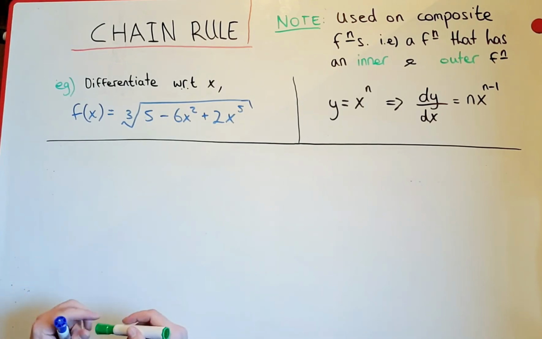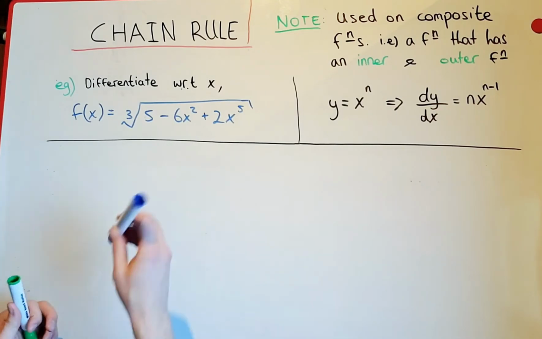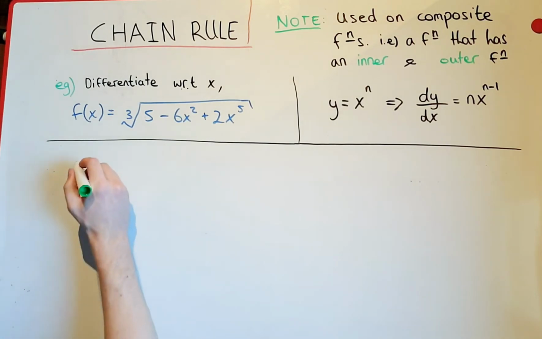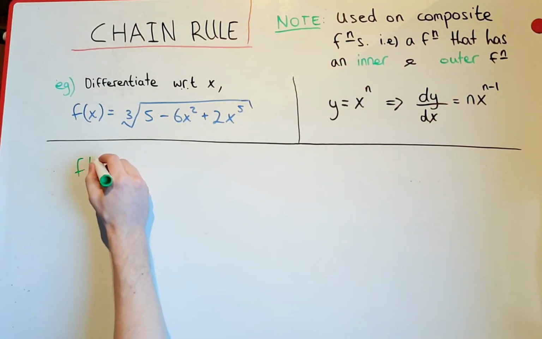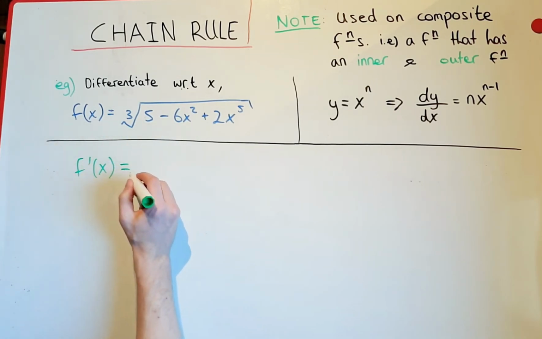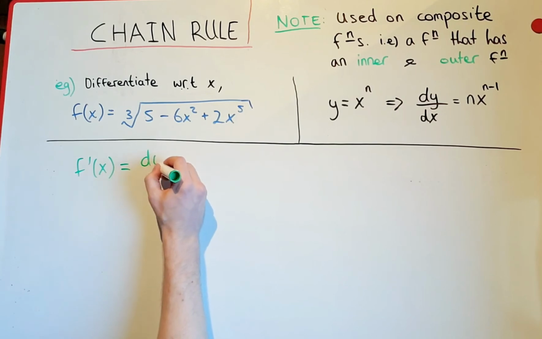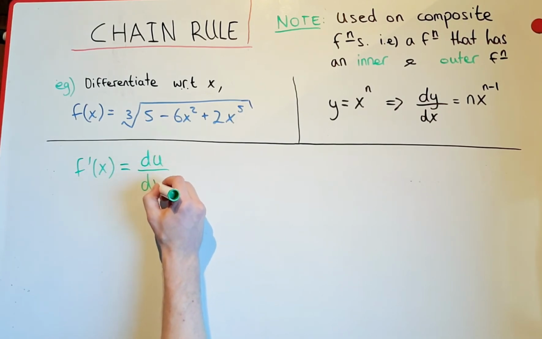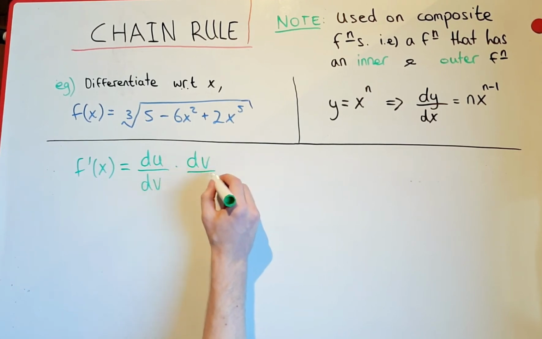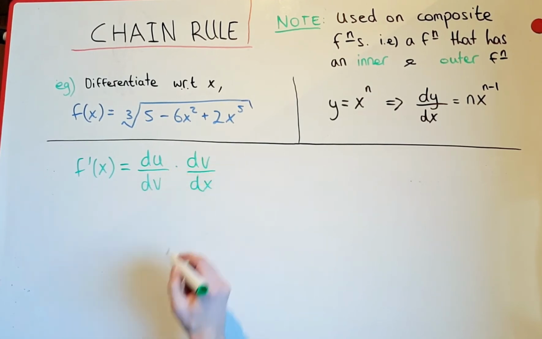So the first thing again is we're going to actually denote the inner and outer functions, as it just makes the whole thing easier when we come to actually apply the chain rule. So I'm going to write the chain rule first. So it's f prime x, where f of x is this function, and it's going to equal du dv, which we're going to define in a minute, and that's going to be multiplied by dv dx.